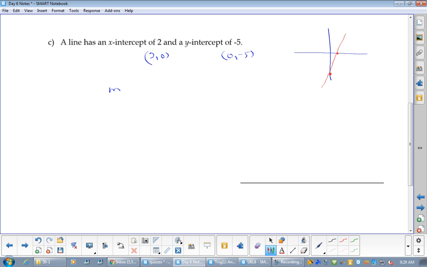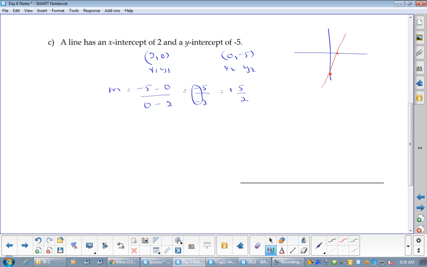So m, now again, x1, y1, x2, y2. M is y2 minus y1 all over x2 minus x1. -5 minus 0, -5. 0 minus 2, -2. When you have a negative divided by a negative, that is positive 5 over 2. Can't have two signs in a fraction. If you do, combine them.